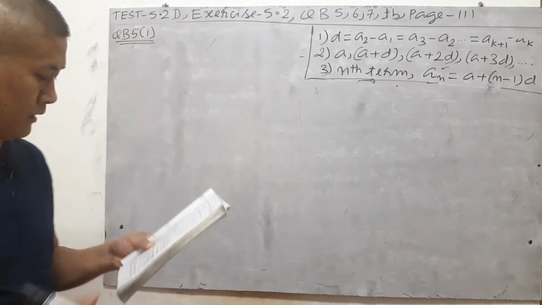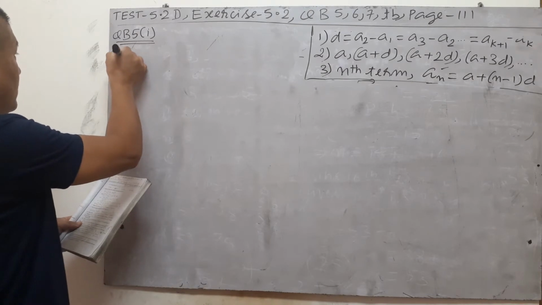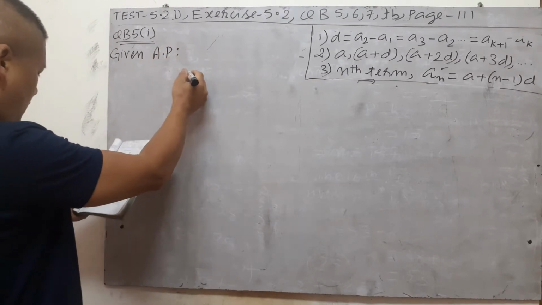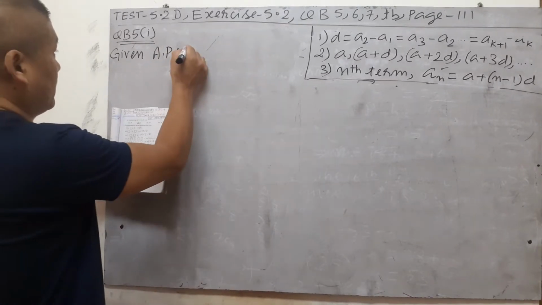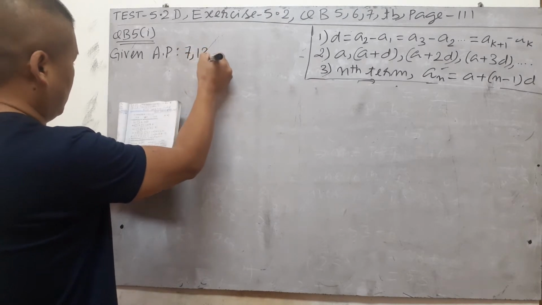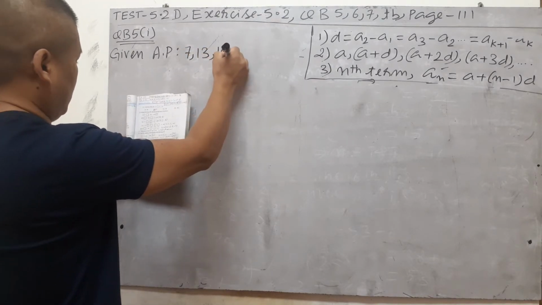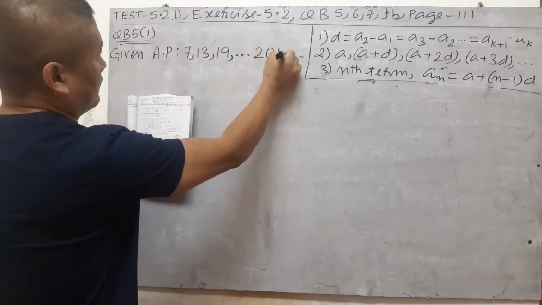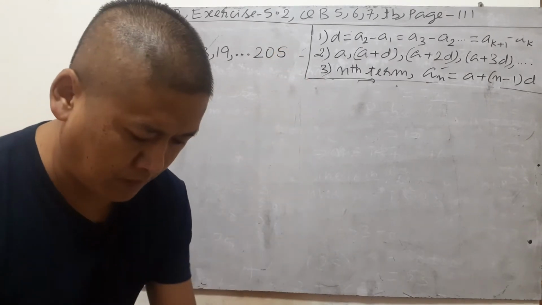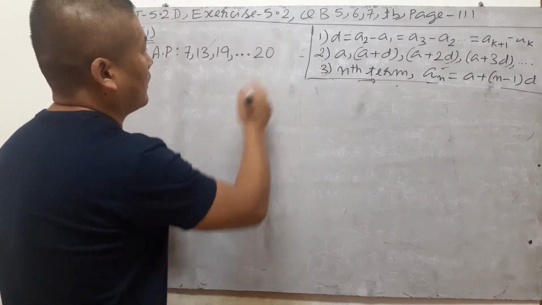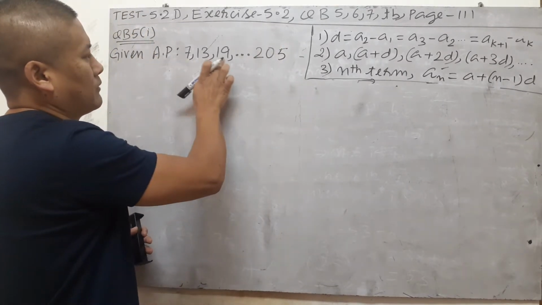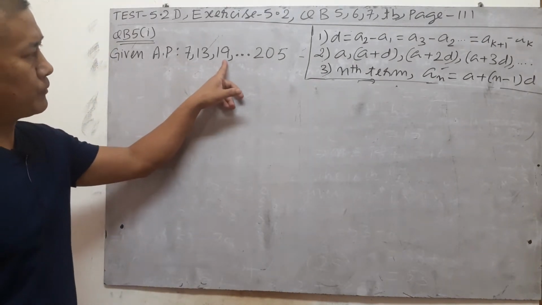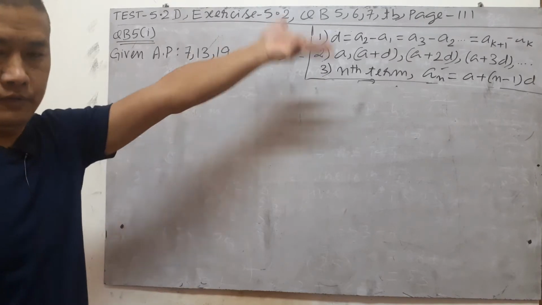So the number 1 is, we write here the given AP as given in the question. That means the AP series is given as 7, 13, third term 19, etc., up to the last term, which is given as 205. So we have to find the total number of terms that are there. Total number of terms means the number of items here. How many terms? Your first term, second term, third term, till the 100th term or 200th term.